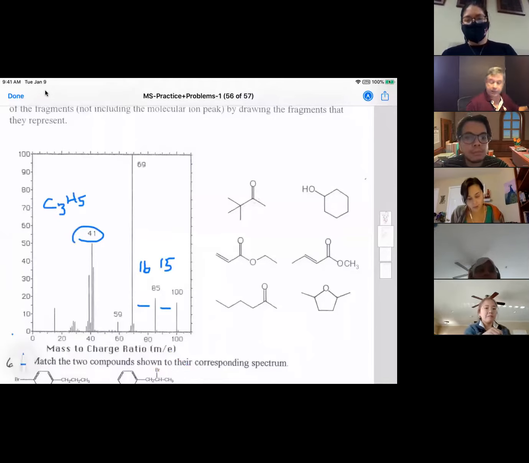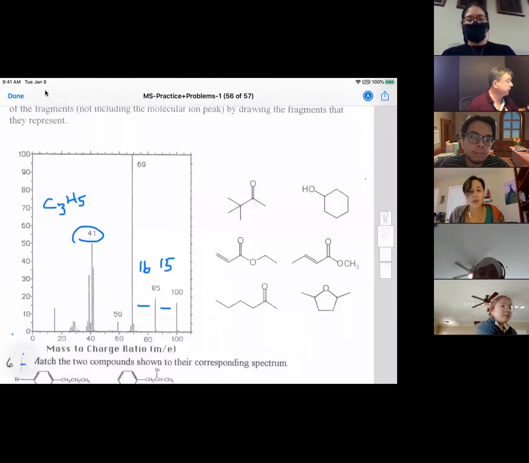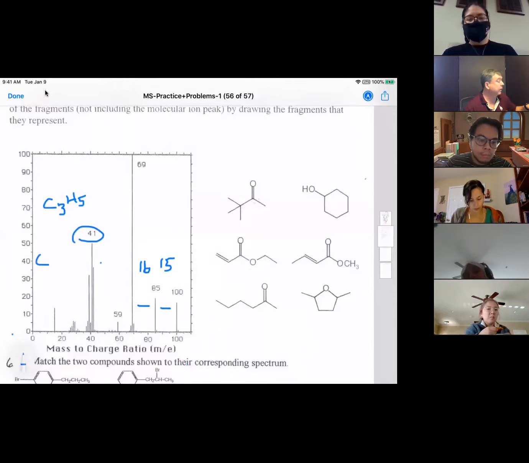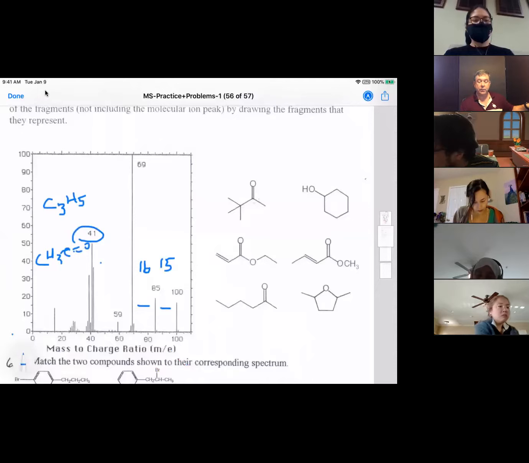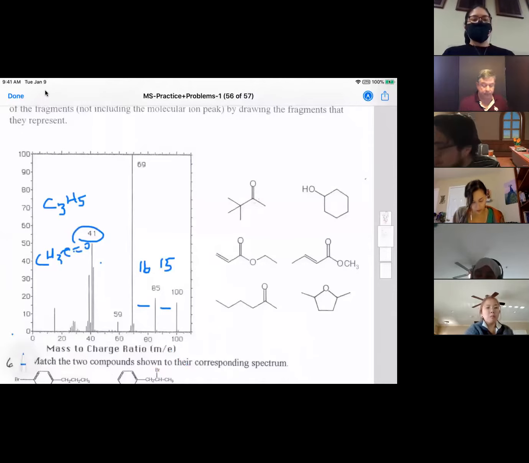It's also a nitrogen containing fragment, but we don't have nitrogen in this compound, so we don't have to worry about that. So let's look for something else, and there's a 42 here. That could be a fragment with oxygen in it as well. So a 42 could be a CH3 with a carbonyl on it. Okay, and that's important because we have some compounds over here with carbonyls. Okay, so we have those as our major differences here.